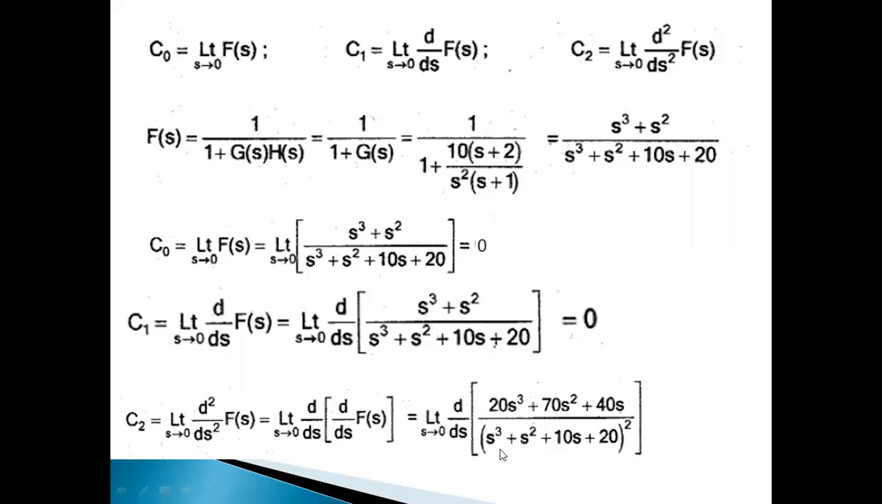Once we differentiate this one, you will get this value. So again we have to differentiate with respect to s the second time. Then you will get 1 by 10. So very, very lengthy process. Two times we have to differentiate, and finally, after substitution, you will get 1 by 10. Try to solve at home.